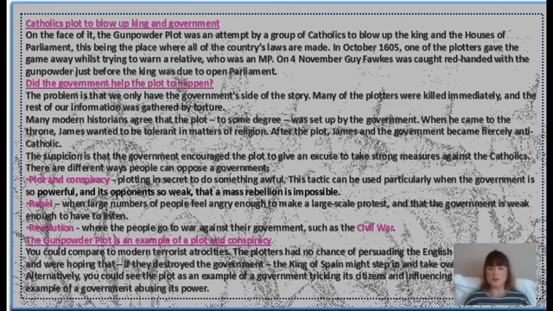Alternatively, you could see the plot as an example of a government tricking its citizens and influencing public opinion, an example of a government abusing its power and forcing the people to confess to something they perhaps didn't actually do. So they're quite different versions of events, aren't they? You need to really think about that and come to an overall conclusion, as far as you possibly can, as to which version of events you think is true.